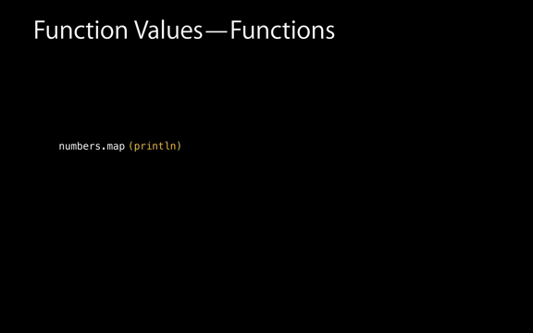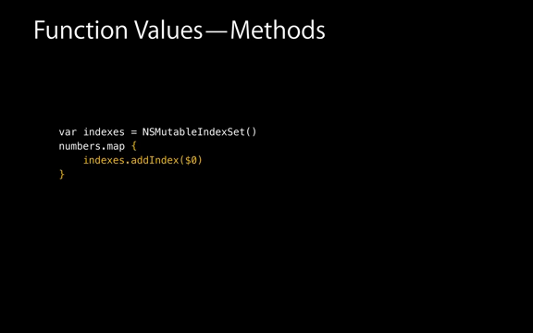There's only one kind of function type in Swift. We can even do this with bound methods. Instead of packing an index set like this, wrapping a call to the method in a closure, we can just pass the bound method directly as a function value.